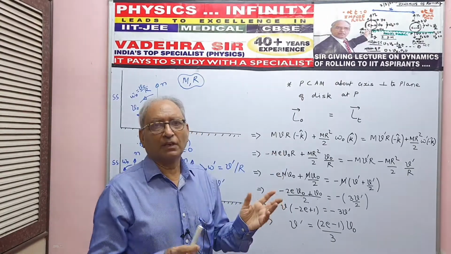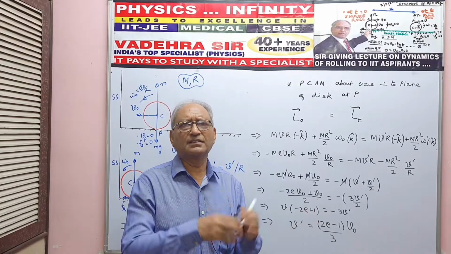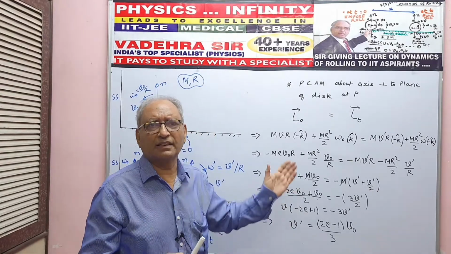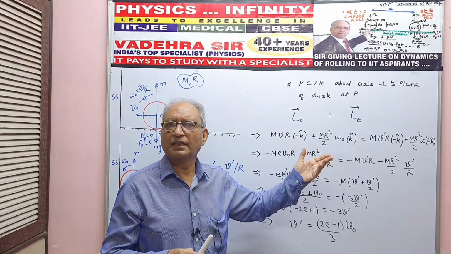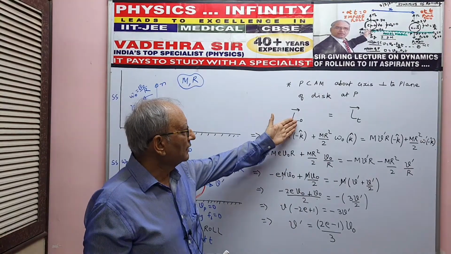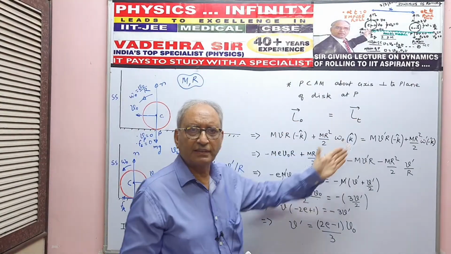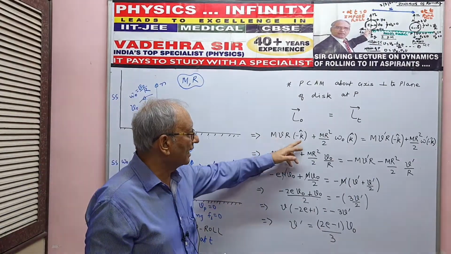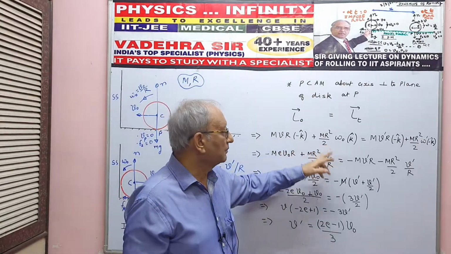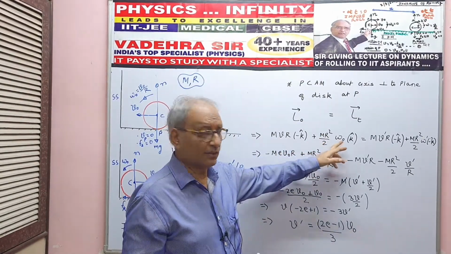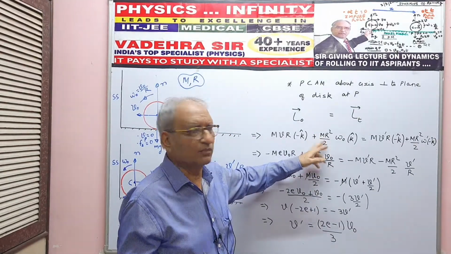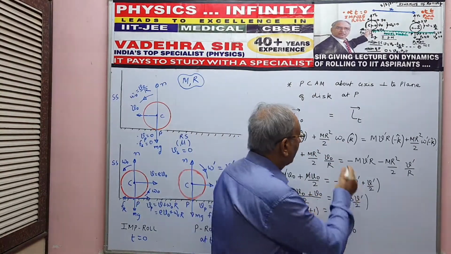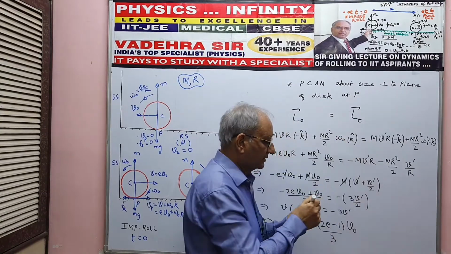Angular momentum is an axial vector, so that will take care of direction. If it is clockwise, then it is minus k cap, and if it is anti-clockwise, it is k cap. So angular momentum at the start equals angular momentum at the instant t when it begins to pure roll. The orbital angular momentum is m v r, minus k cap, plus the spin angular momentum, moment of inertia times angular velocity, so m r square by 2 omega naught, and this is k cap.